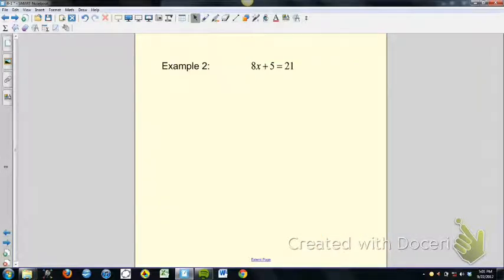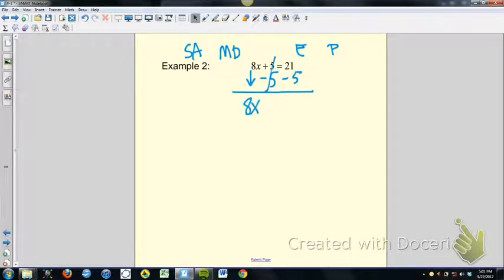Okay, so example number 2 is 8x plus 5 is equal to 21. Now I have multiplication between the 8 and the x, and then I have addition between the 8x and the 5. So I want to remember I'm using SADMAP. So subtraction and addition, get rid of first, then multiplication and division, and then any exponents, and then any parentheses. All right, so the first thing to do is I want to get rid of this addition, so I want to subtract 5 from both sides. Now I'm drawing the subtraction bar. It's different from a fraction bar. Okay, I bring down the 8x, because really, by the way, all this lines up.